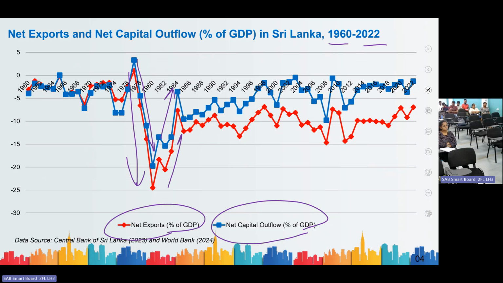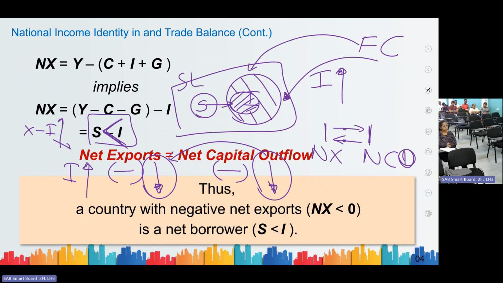But according to the theoretical argument, you can see the two concepts behave together. There is a positive relationship. When one amount increases, the other amount is also increasing. When one amount decreases, the other also decreases. Likewise, there is a clear positive relationship, which is clear from this data. You have to understand this relationship.